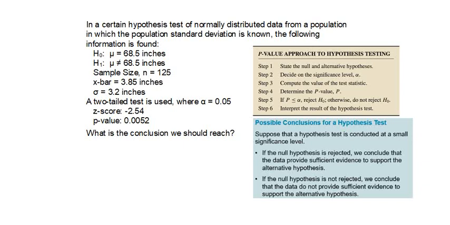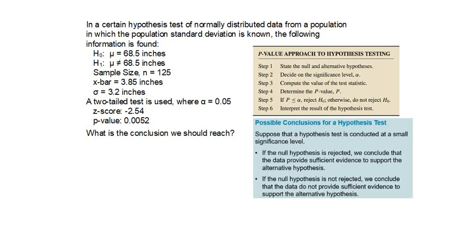Our fifth step is that we're going to compare our p-value with alpha, and we're going to reject the null hypothesis if that p-value is less than alpha. Otherwise, we do not reject the null hypothesis, and we interpret the result of the hypothesis test.